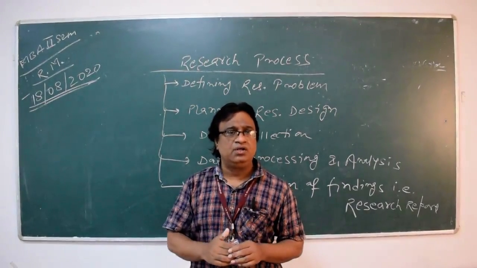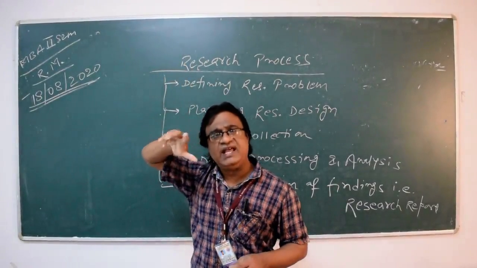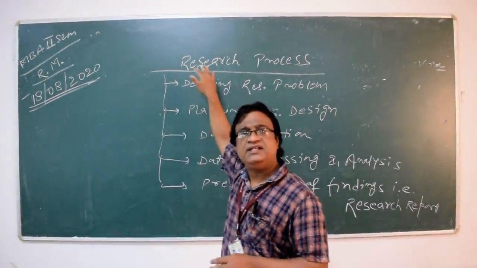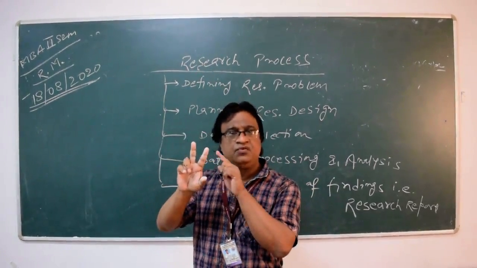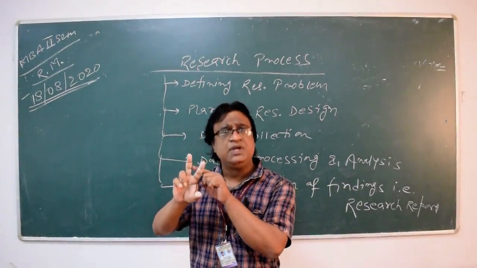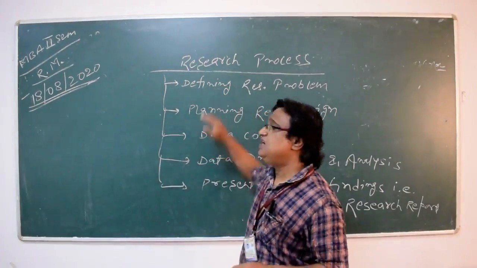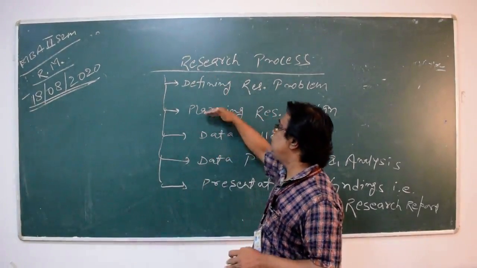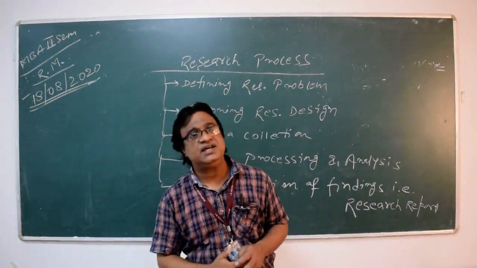Fine. So at the end of the first step, we can sum up that defining the research problem has two steps. First step, understanding the research problem. Second step, phrasing the research problem. After defining the problem, we move to the next step, that is planning the research design.